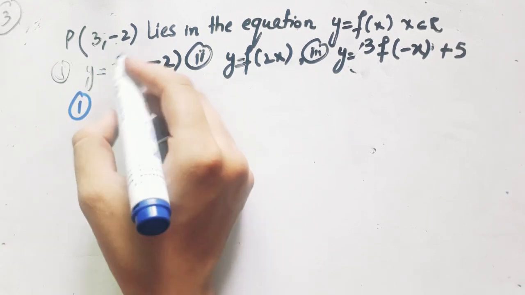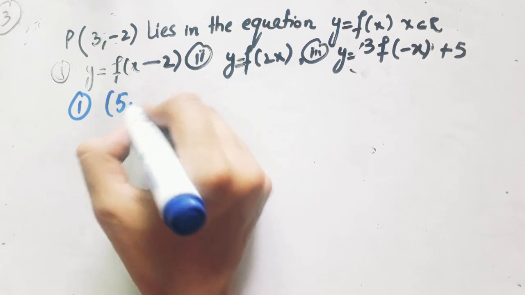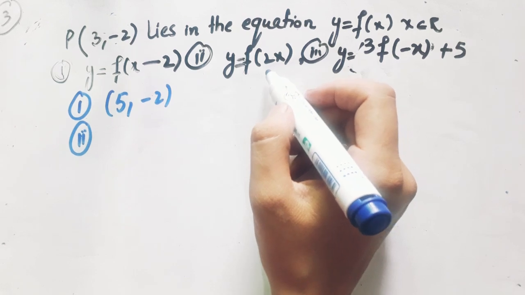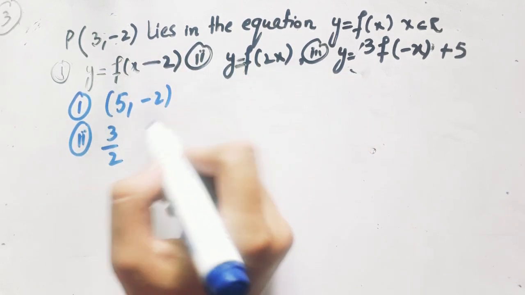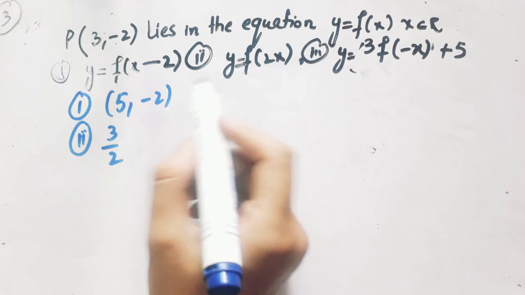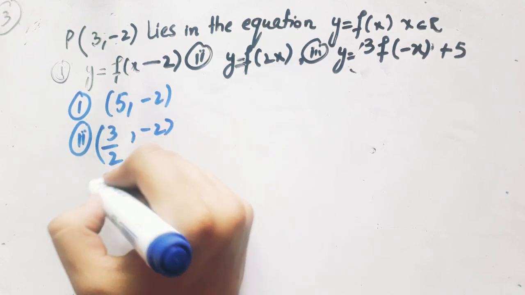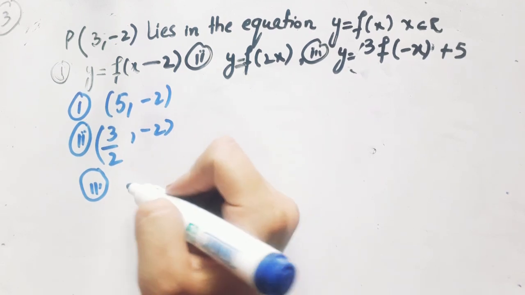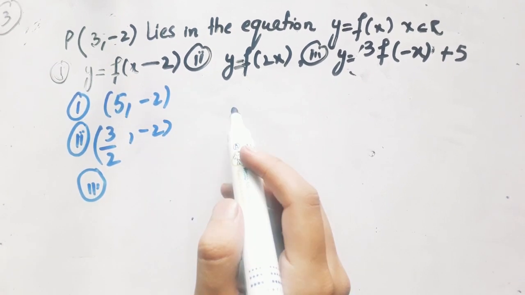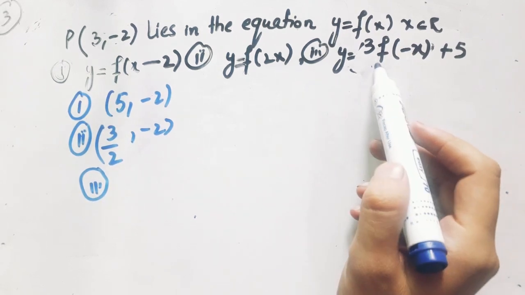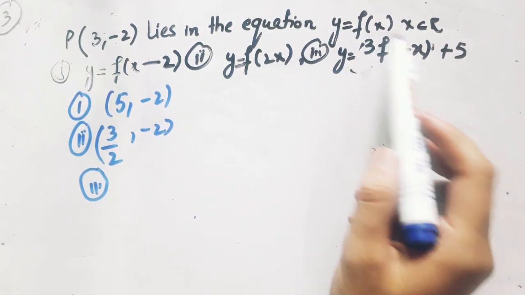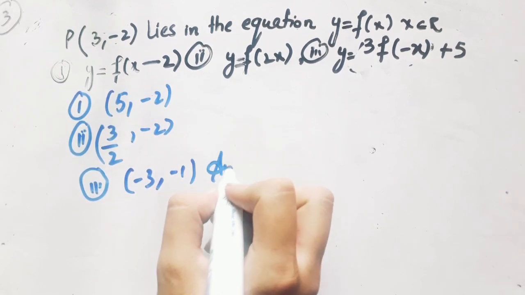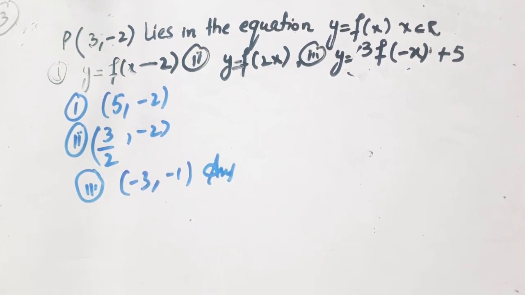if we put these coordinates, we will get the point that is 5 and minus 2, and for the second, this will become 3 by 2 and minus 2. So for the third one, the third point, 3 of f of minus x, negative of this function plus 5, is minus 3 and minus 1. So these are the answers. Now we will solve the next question.